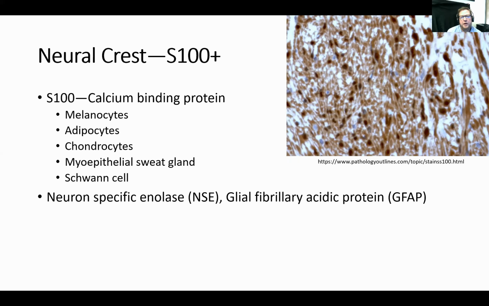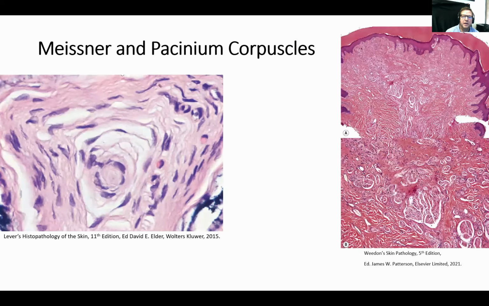Important to know about neural tumors is they originate from the neural crest, and by and large things from the neural crest are usually S100 positive. So board-wise, know that it's a calcium binding protein, and we tend to think, oh, S100, melanocytes, but it actually stains a lot of other cells. So adipocytes, if you look at a lipoma or just subcutaneous tissue, when you have an S100, note that they will be positive. Chondrocytes, the myoepithelial component of sweat glands, and Schwann cells. So this is important to know, that it stains more than just melanocytes.